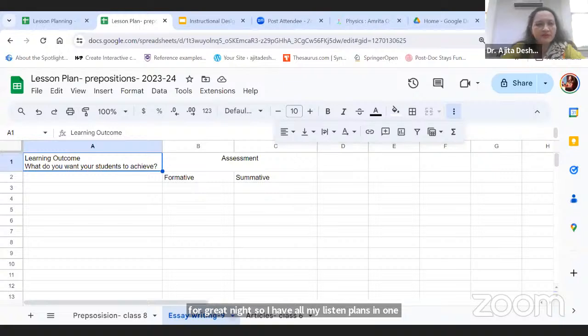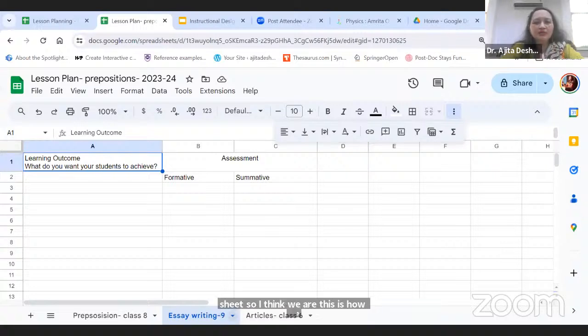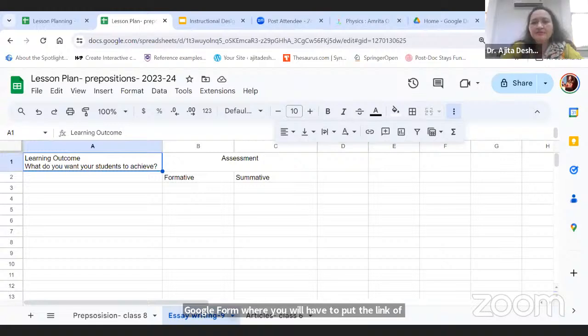So I think this is how you will be creating one lesson plan of one topic and submitting it as an assignment, if I am correct, right? And they will be sharing a Google form where you will have to put the link of the lesson plan that you have created. So this is how you create a lesson plan in a spreadsheet.